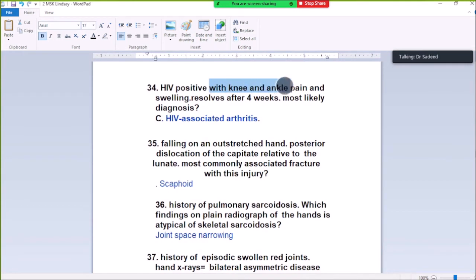34. HIV positive with knee and ankle pain and swelling, with results after 4 weeks, most likely diagnosed as HIV-associated arthritis.